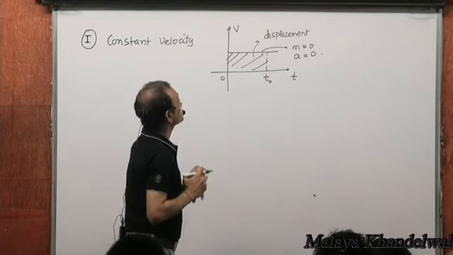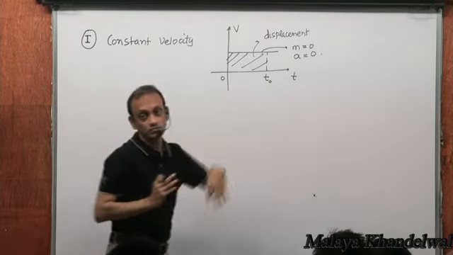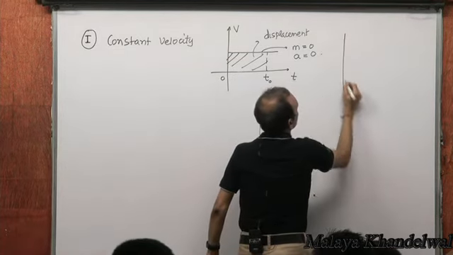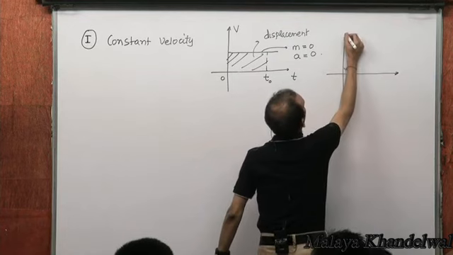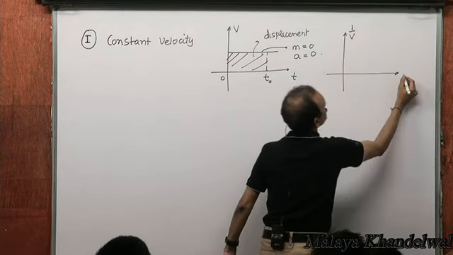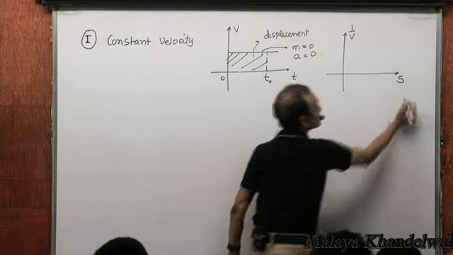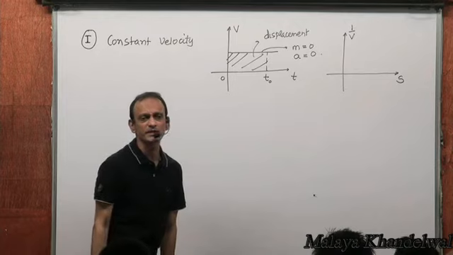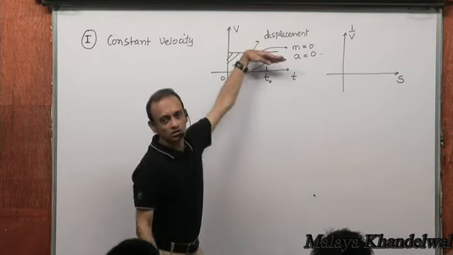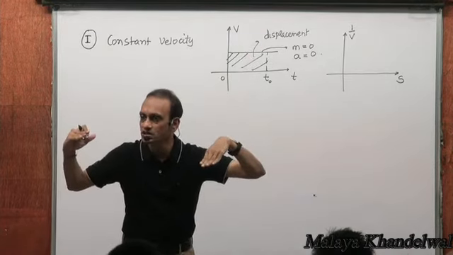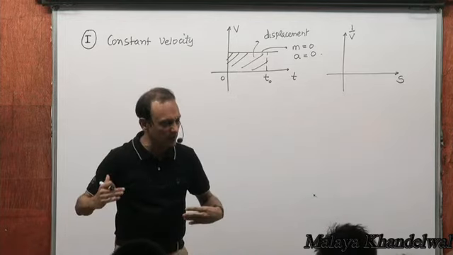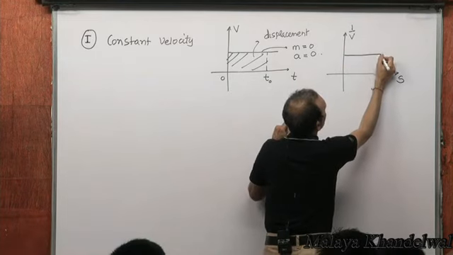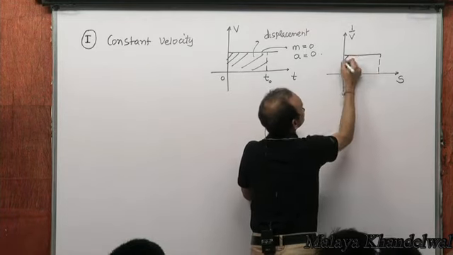Realize also that this is v versus t. If I have to draw 1 by v versus displacement s, what would be the graph of the reciprocal of the velocity versus displacement? Hey, if velocity remains constant, 1 by velocity also remains constant. So even though the particle undergoes a displacement, the graph of 1 by velocity is also a constant graph.